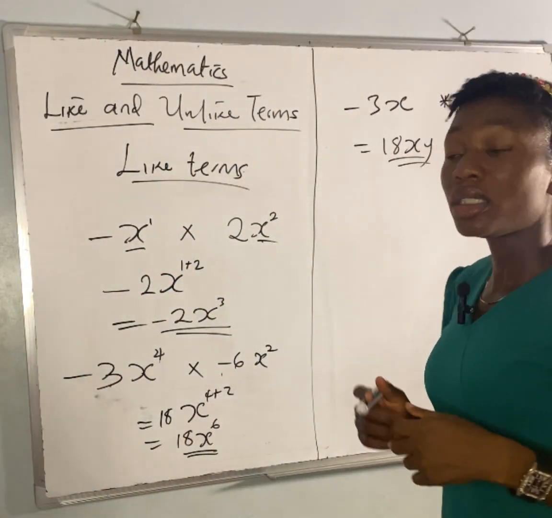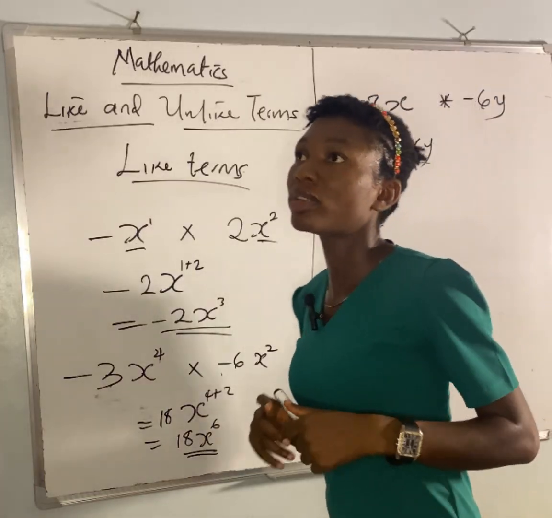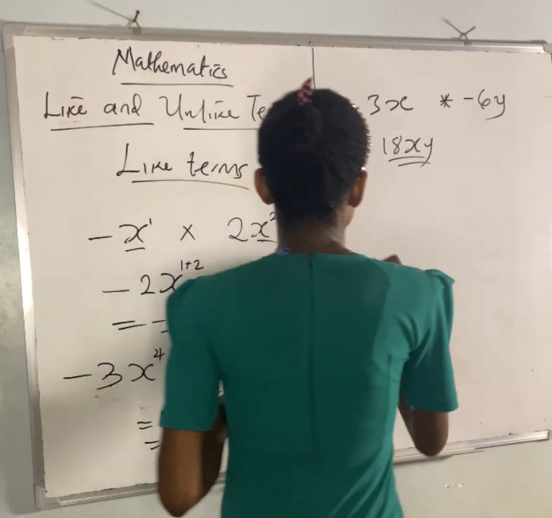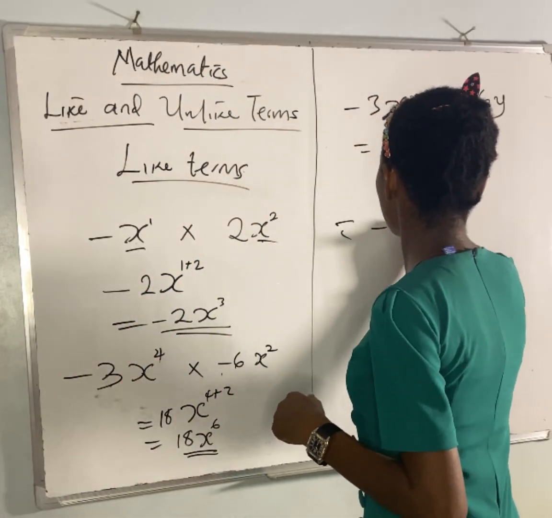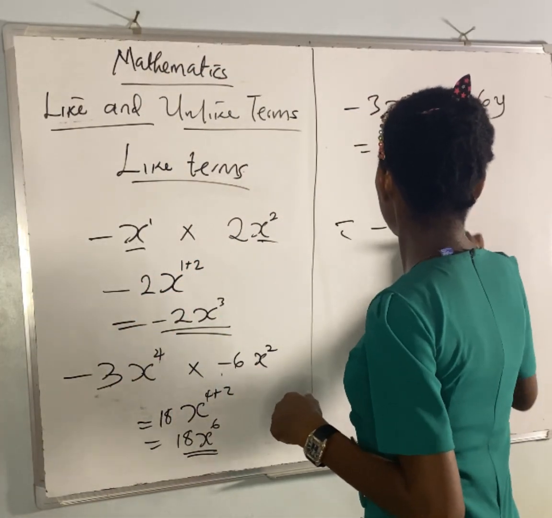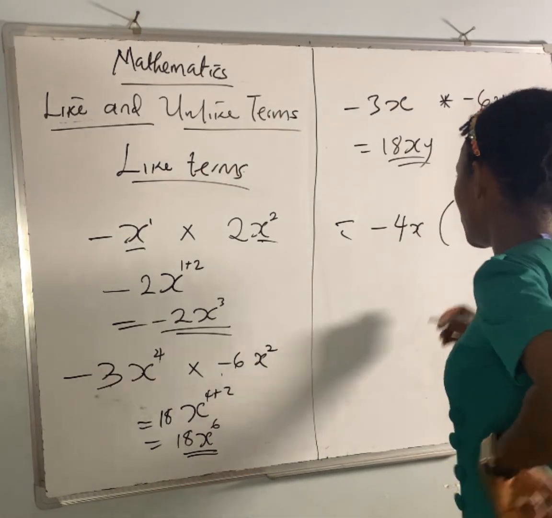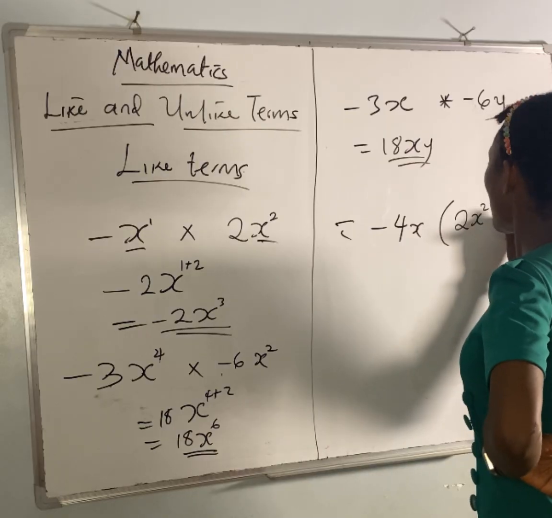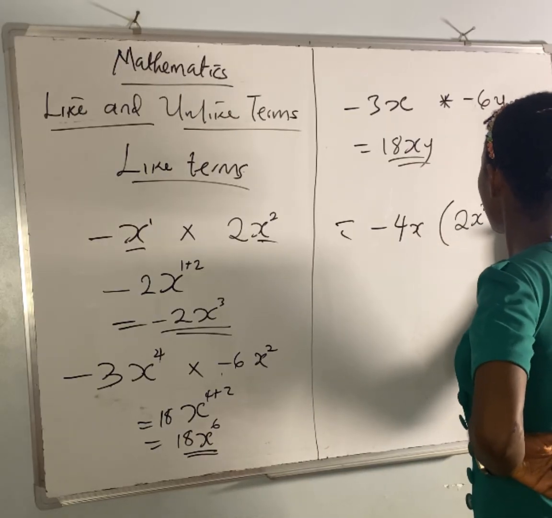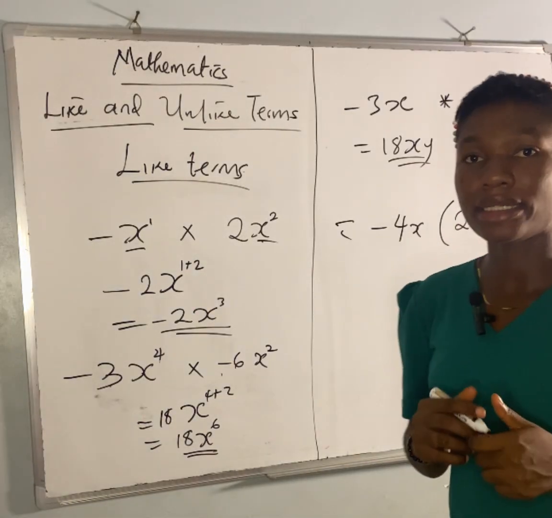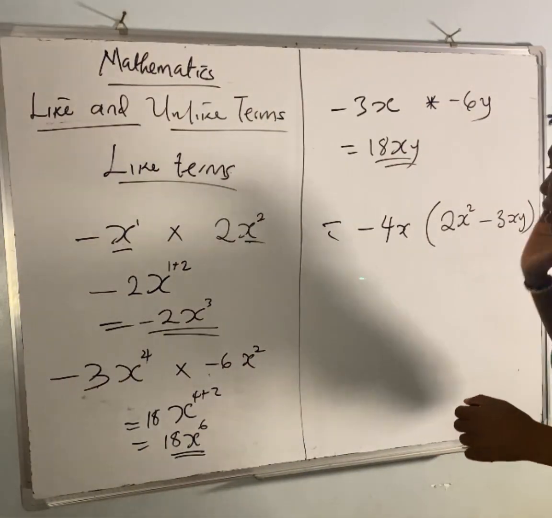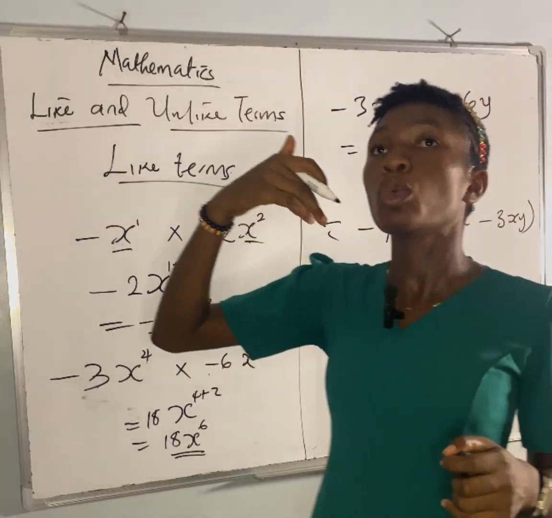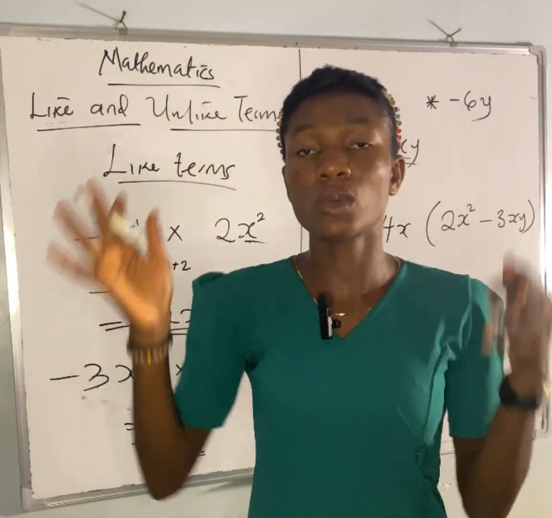This is it. Now let's try a combination where we have like terms and unlike terms together. So this is a combination where you have minus 4x. Let me open a bracket so it will be more of a combination. You have 2x squared, then we have minus 3xy. We want to multiply this. So how do we do that? Like I said, whenever you see a bracket or the multiplication sign, then you know that what you are dealing with is multiplication.